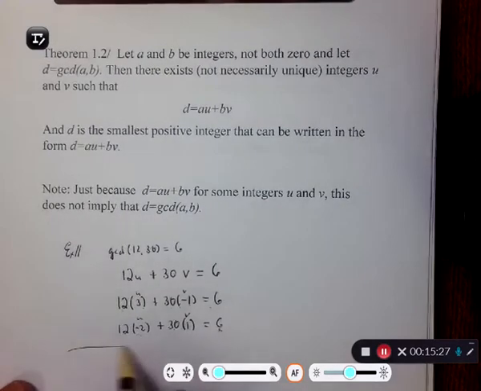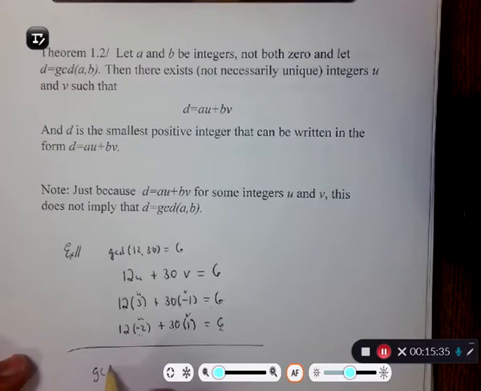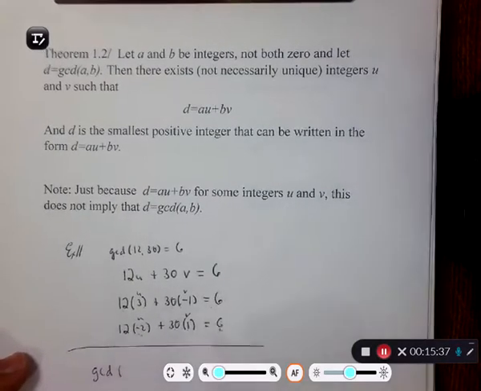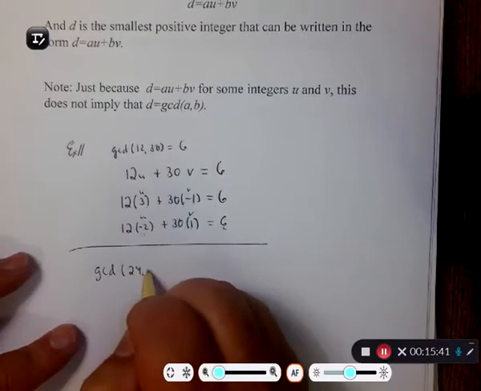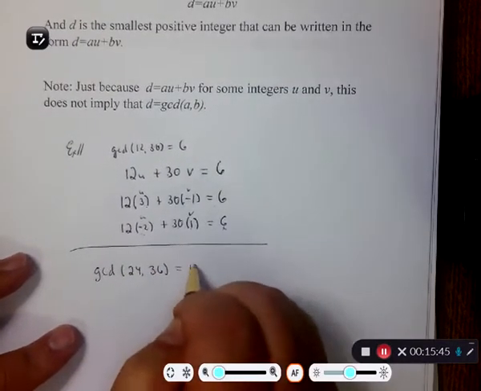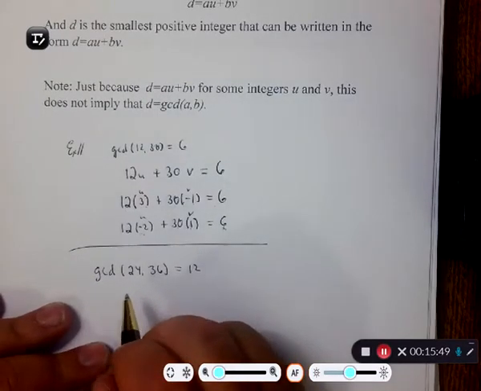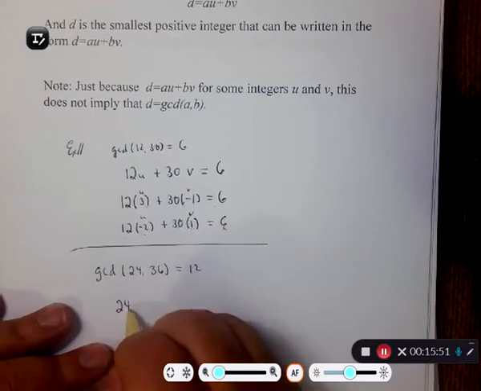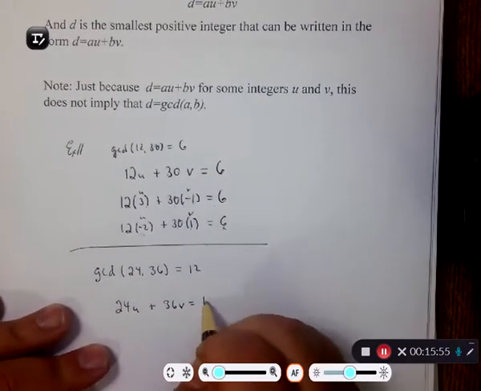So let's do another one. Remember, we also said that the GCD of 24 and 36 was 12. Let's just write that down again. The GCD of 24 and 36 was equal to 12. So how can I come up with those type of equations? Well, let's see here. 24 times some U plus 36 times some V should be equal to 12.